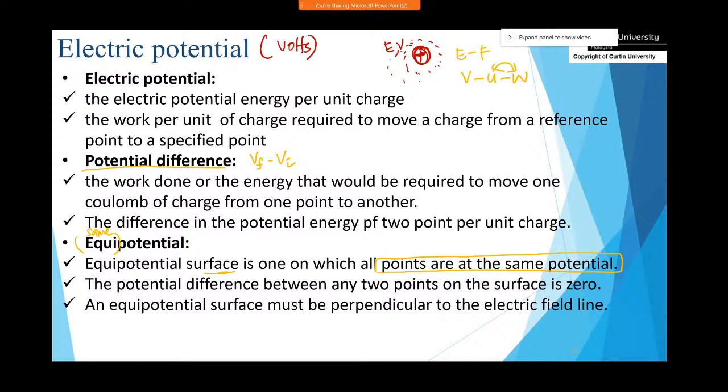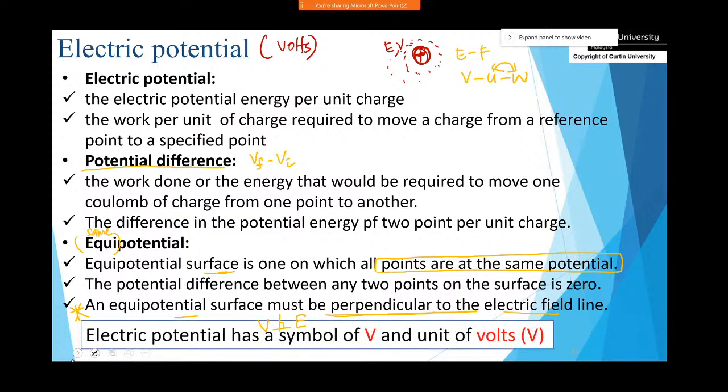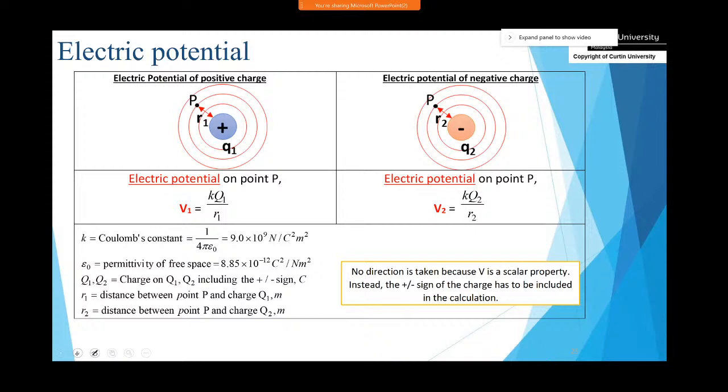So if you have an equipotential line, it means on the line itself, at all the points, the potential is the same. And a very important characteristic here: equipotential line must be perpendicular to the electric field lines. Equipotential line must be perpendicular to electric field lines. So what are equipotential lines? The one in round is your equipotential line.